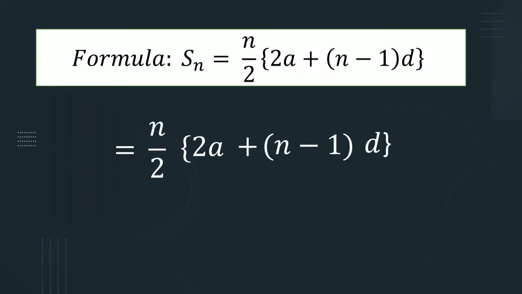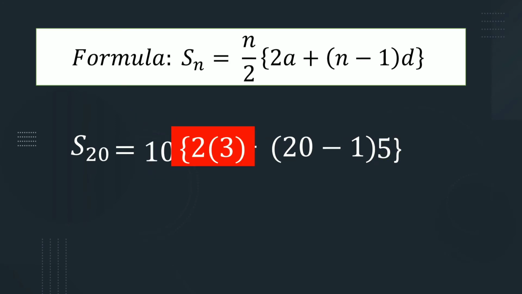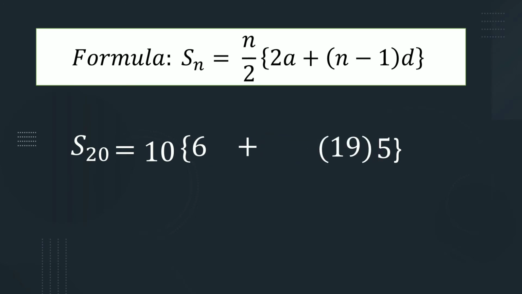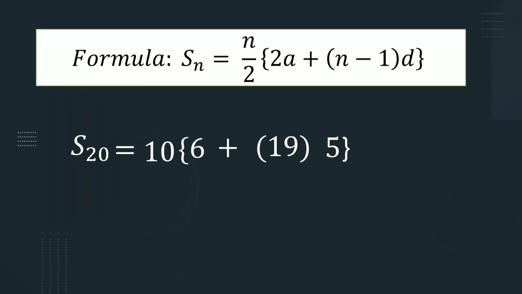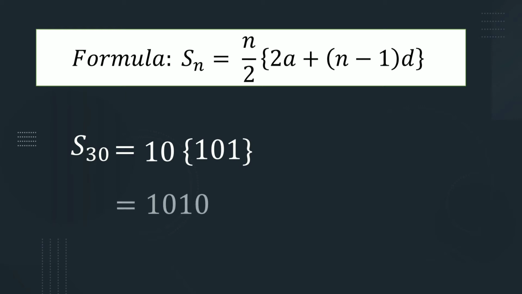In the place of Sn, S20, n by 2, 20 by 2, 2 into 3, n minus 1, 20 minus 1, d 5. 20 by 2 is 10, 2 into 3 is 6, 20 minus 1 is 19 into 5. 19 into 5 is 95, 95 plus 6 is 101. 101 into 10 is 1010. So the answer is 1010.